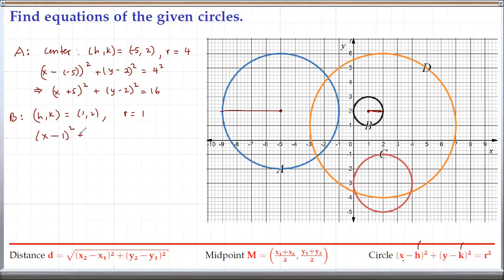So therefore, the equation of this circle is x minus h squared, so x minus 1 squared plus y minus k squared, y minus 2 squared equals r squared, which is 1 squared, which is 1. So this is the format we used again.